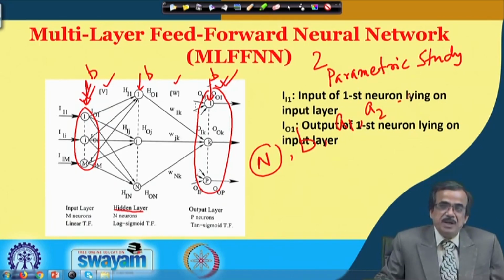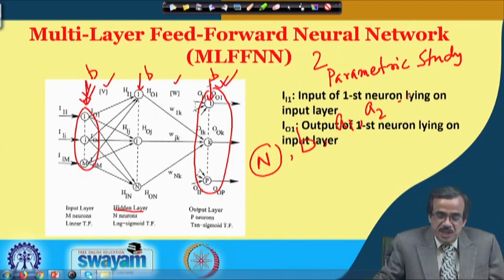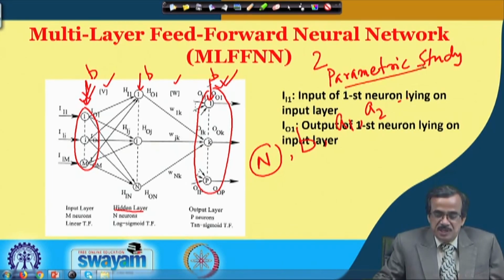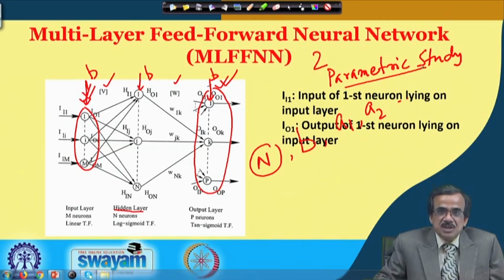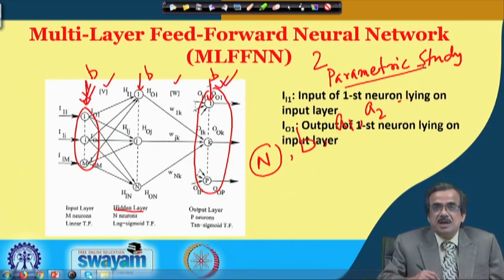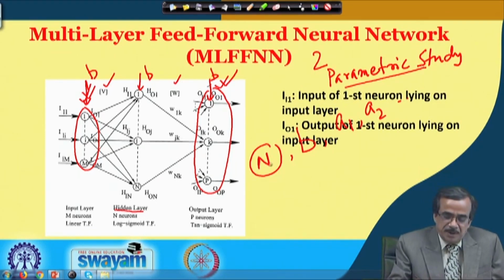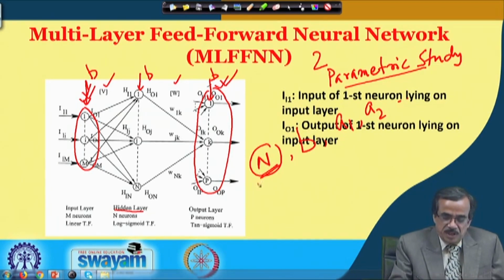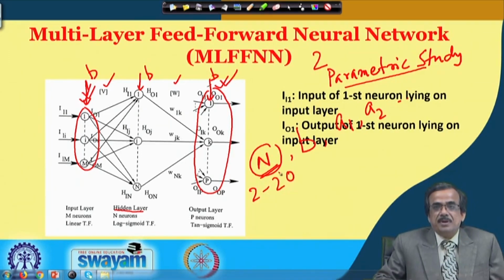So, these are the parameters for which we will have to determine the set of optimal values. Now, to carry out this parametric study, what we do is we first try to fix the range of each of these parameters. For example, to fix the range, the minimum number is 2.